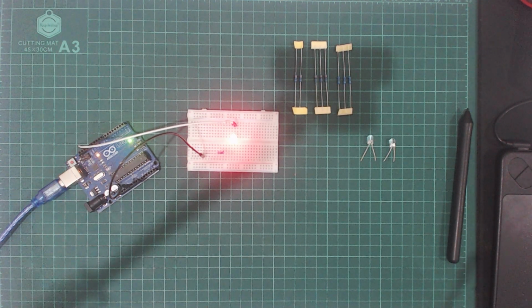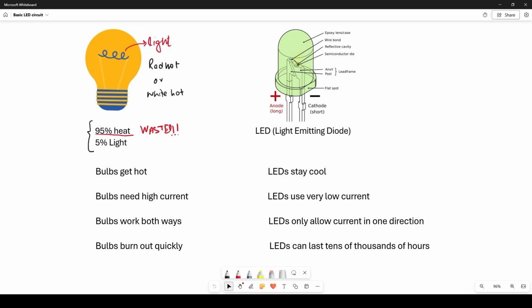First, what exactly is an LED? LED stands for light emitting diode. It's a small but powerful component that emits light when electrical current flows through it. Let's compare it to something you're already familiar with, a conventional light bulb. A traditional bulb uses a thin filament that glows and produces light when it heats up. But most of the energy is lost as heat.